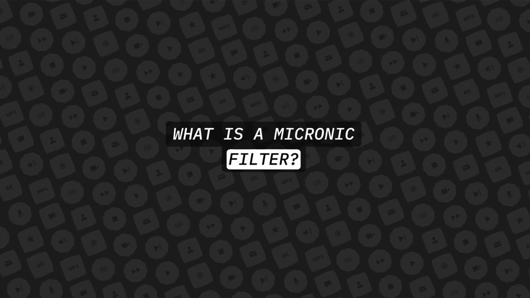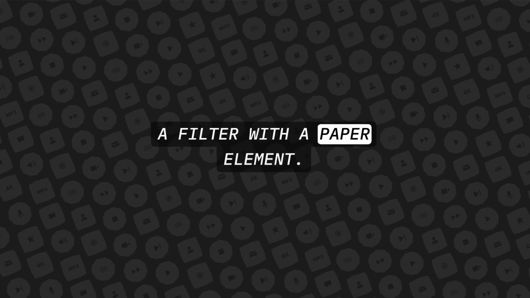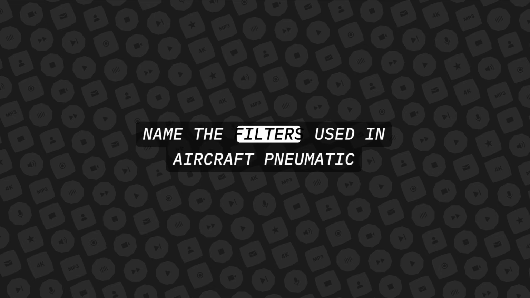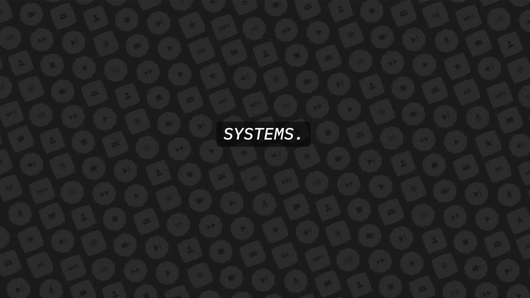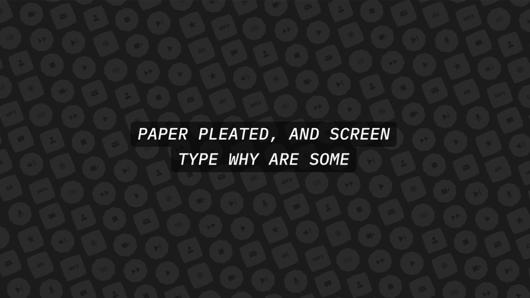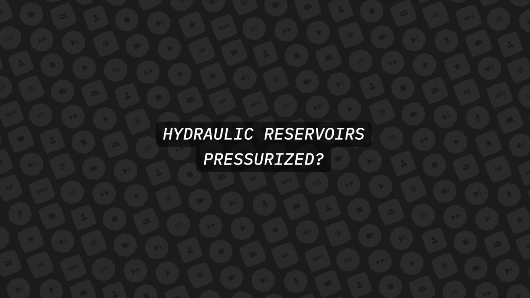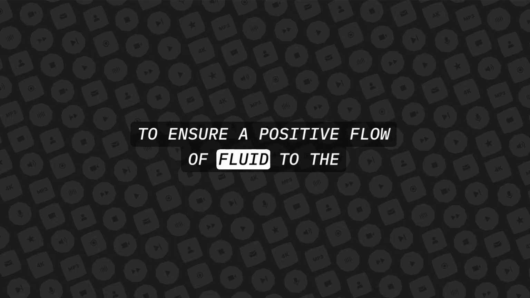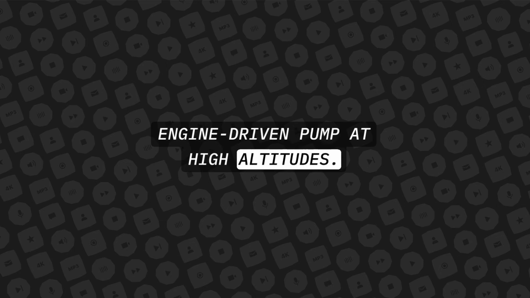What is a micronic filter? A filter with a paper element. Name the filters used in aircraft pneumatic systems. Paper, pleated, and screen type. Why are some hydraulic reservoirs pressurized? To ensure a positive flow of fluid to the engine-driven pump at high altitudes.